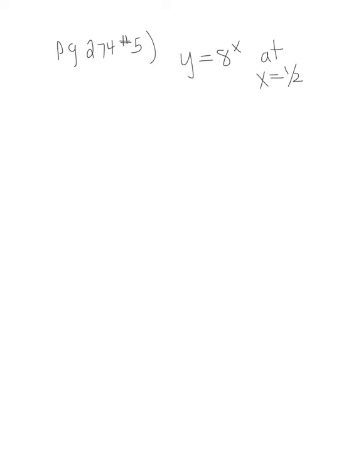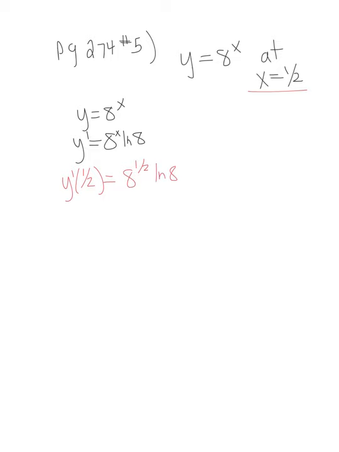All right, so this is page 274, number 5. It says determine the equation of a line that is tangent to y equals 8 to the x at the point when x equals 1/2. So the first thing that I'm going to do is find my derivative. So y prime is equal to 8 to the x ln 8. Now, if I do y prime at 1/2, like if I'm trying to figure out what the slope of the tangent is at that x value of 1/2, I get 8 to the 1/2 ln of 8.